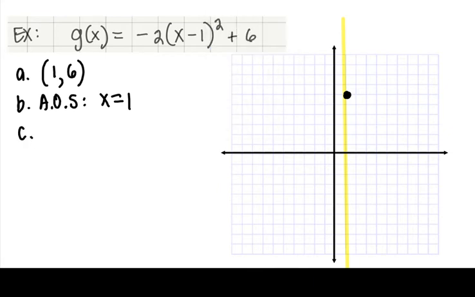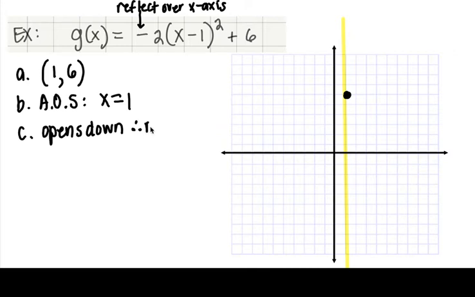Then C says, state whether the quadratic has a maximum or minimum. This negative right here is a reflection over the x-axis, which means this opens down. Therefore, it has a maximum, and the maximum is equal to the y value of the vertex, which is 6. So that will be your maximum value in your range.